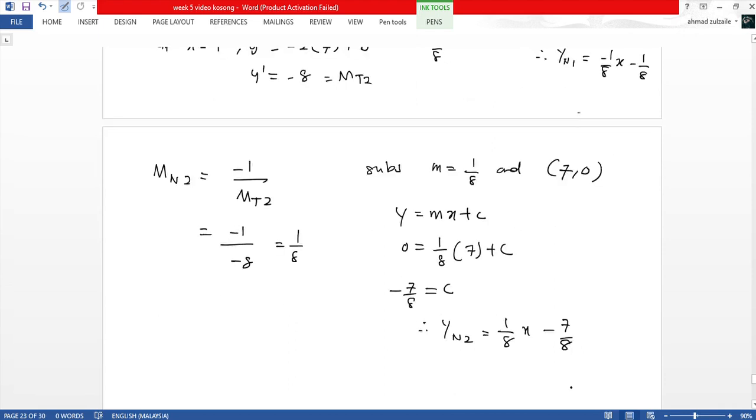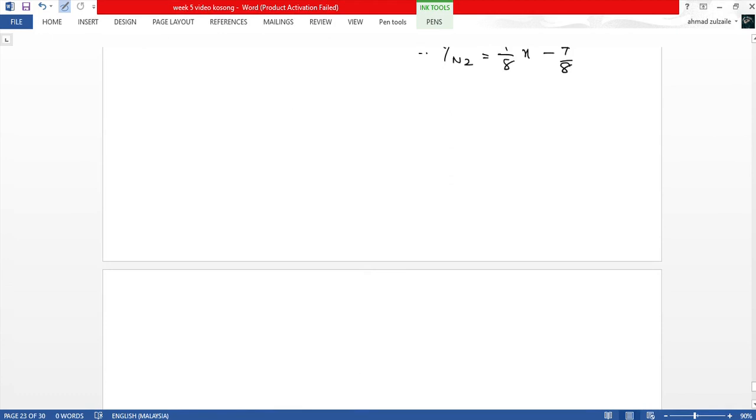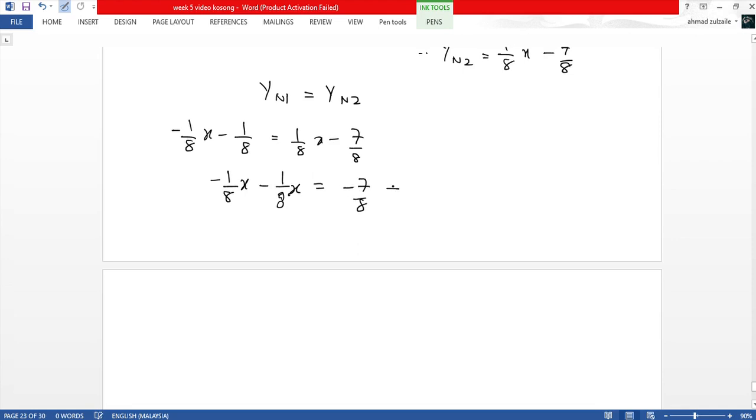So baru kita boleh equate dua-dua equation ni. So kita equalkan lah. yn1 equal to yn2 because kita nak dapatkan point of intersection. So negative 1 over 8x minus 1 over 8 equal to 1 over 8x minus 7 over 8. So negative 1 over 8x minus 1 over 8x equal to negative 7 over 8 plus 1 over 8. So sini akan dapat negative 1 over 4x equal to negative 3 over 4. Therefore, you dapat x equal to 3.